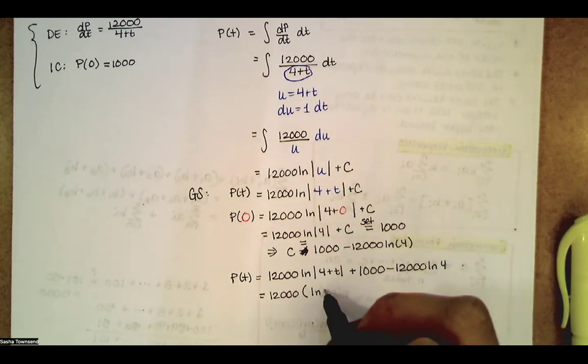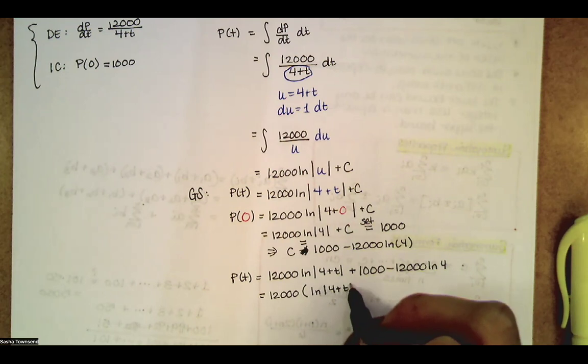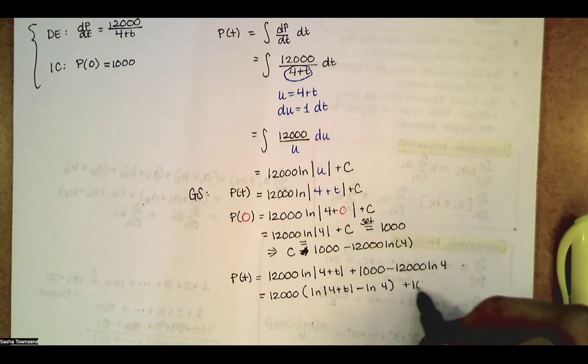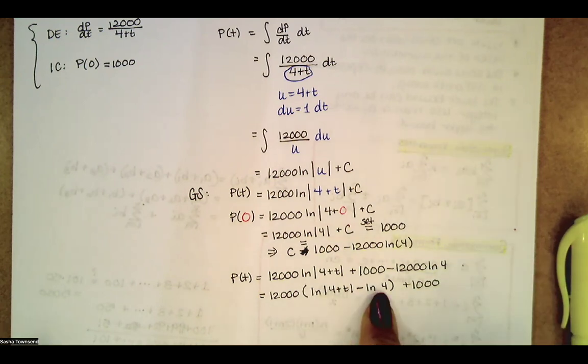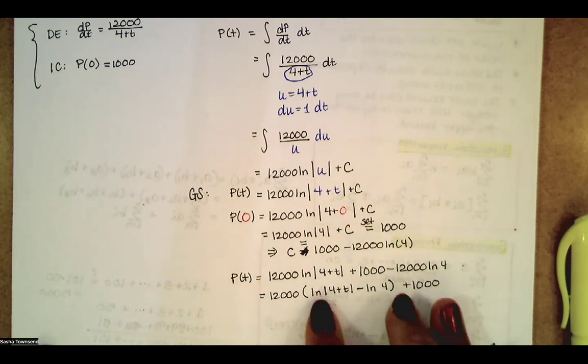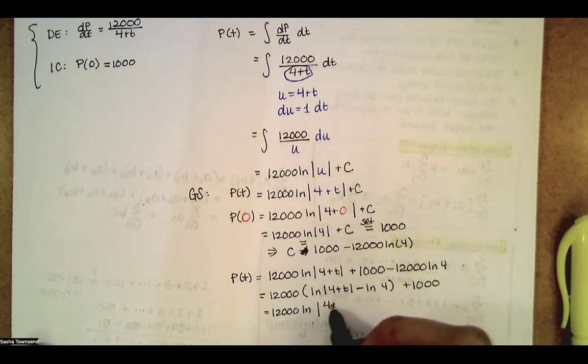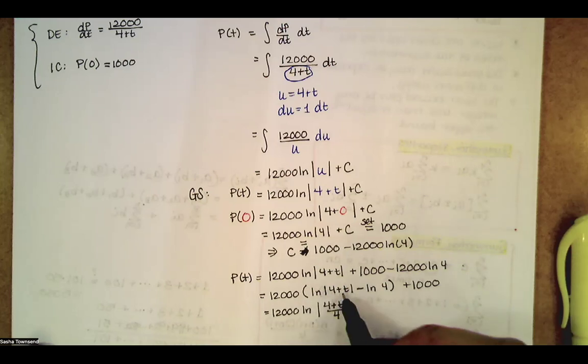We'll have 12,000 times the natural log of the absolute value of 4 plus t minus the natural log of 4, plus 1,000. And the difference of two logarithms is the log of a quotient. So we're going to have the natural log of that 4 plus t divided by 4. Natural log of a minus natural log of b is natural log of a divided by b. So that's my a, that's my b, and I substitute.